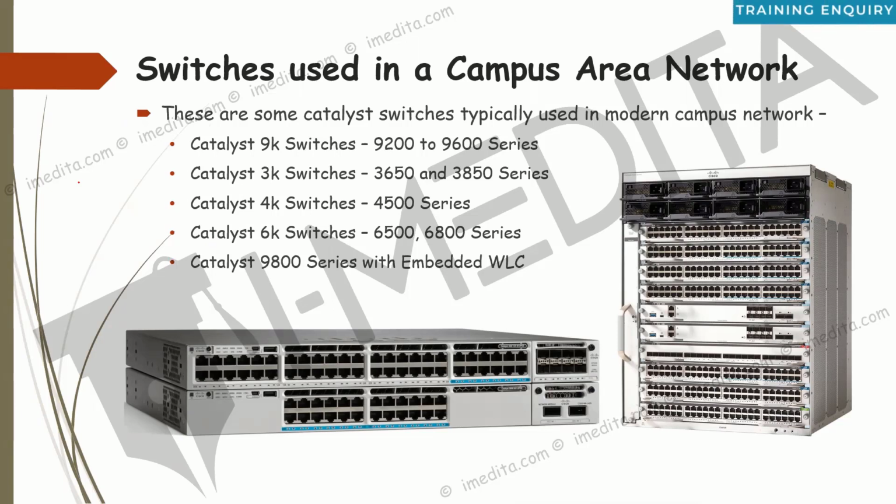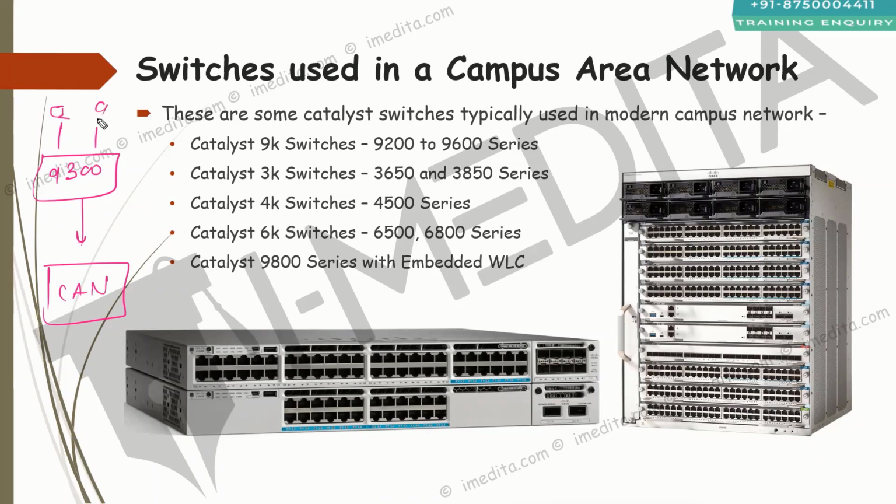Now, let's say we have purchased the Catalyst 9300 series switch, and we have installed that Catalyst 9300 series switch in our campus area network. We also have connected a few devices onto this Catalyst 9300 series switch, and that 9300 series is also connected with other switches in our campus area network.